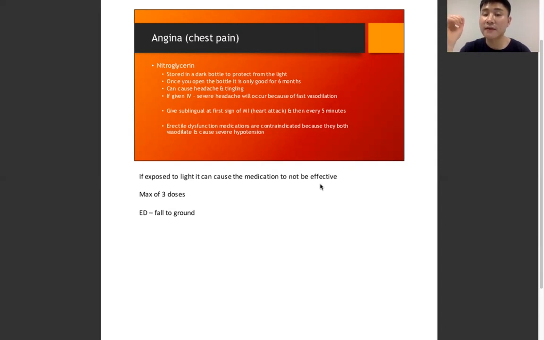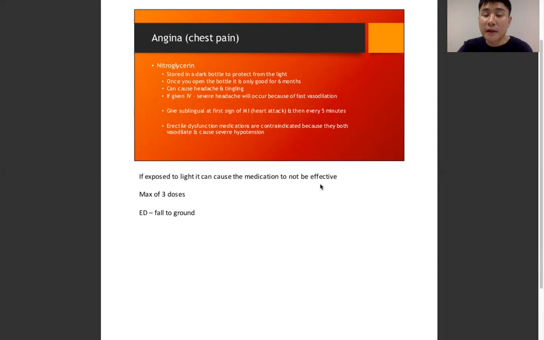If nitroglycerin is given IV, severe headache will occur because of the fast effect of vasodilation. What is vasodilation? Vasodilation is the dilation of the blood vessel. Because this angina is caused by hypertension or constriction of the blood vessel or obstruction of atherosclerosis in the blood vessel, we want to give this medication so that the blood vessel can dilate and open up, so there's more space for the blood to flow through in order to perfuse the heart.